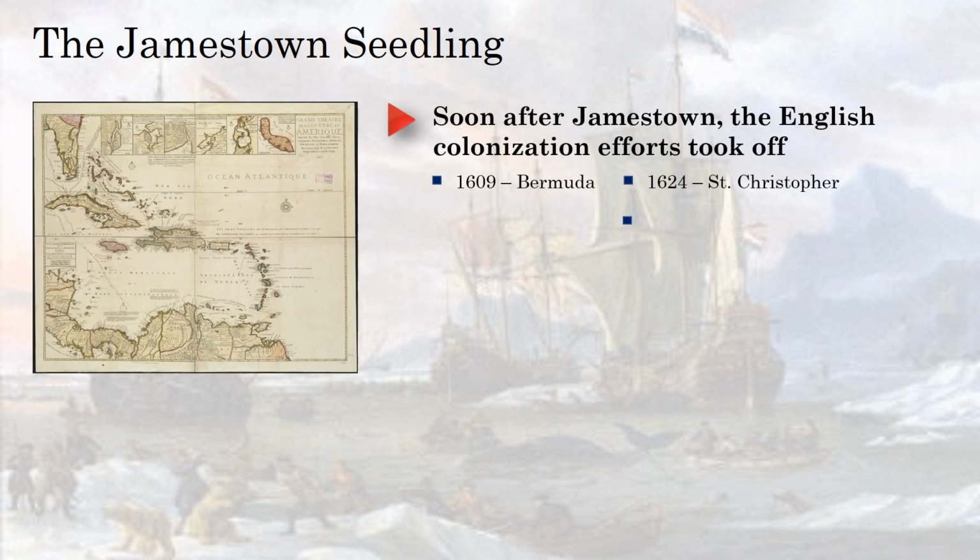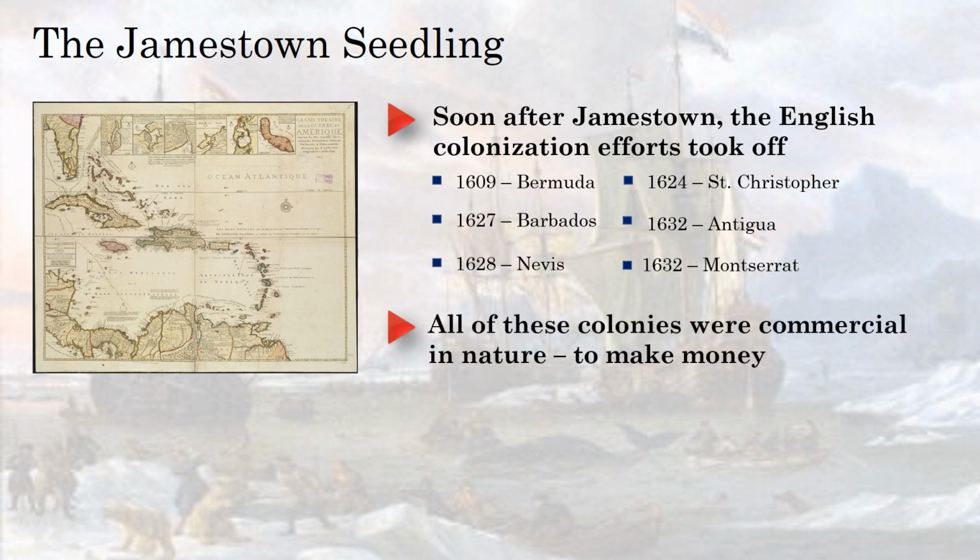Well, soon after the Jamestown success, English colonization efforts really take off, and the English start to look to what we today call the British West Indies. And so in 1609, just a few years after the settlement of Jamestown, the English colonized Bermuda. 1624, St. Christopher. 1627, Barbados. And 1632, Antigua. 1628, Nevis, and Montserrat in 1632.